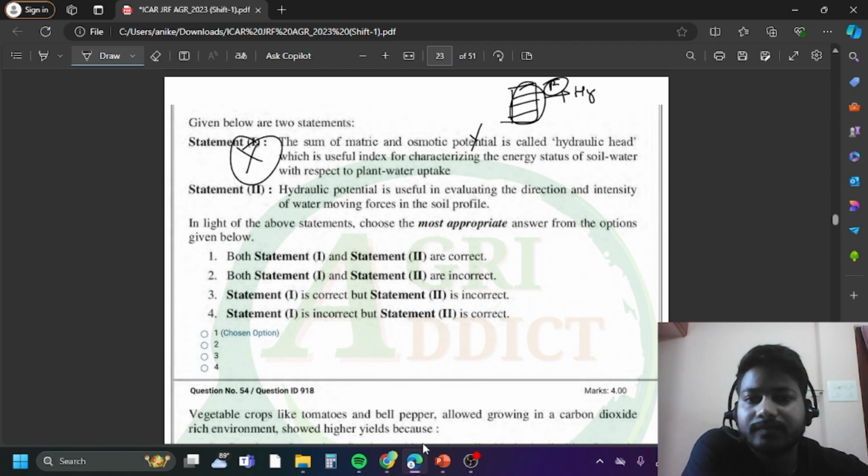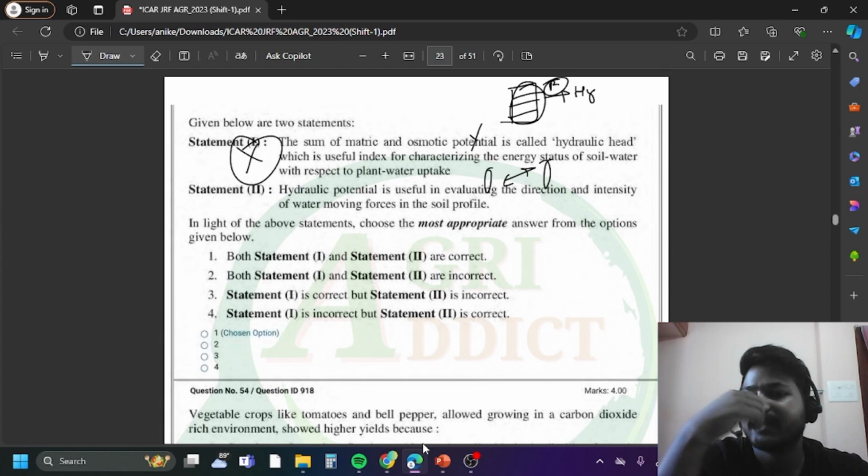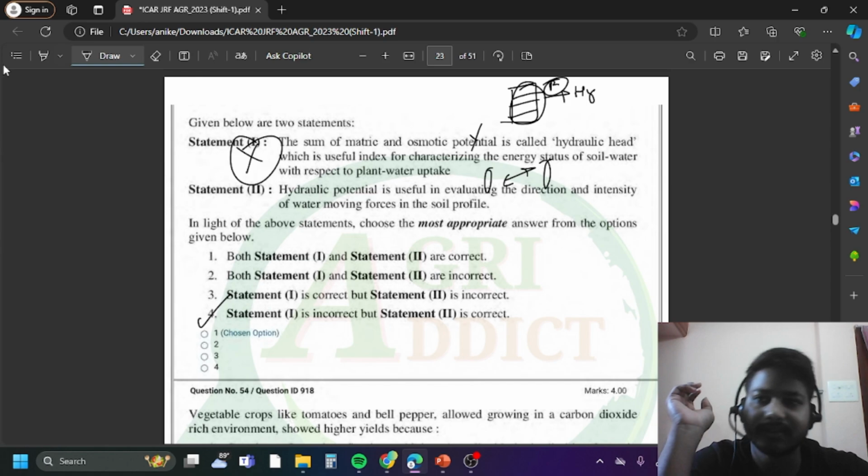So statement number 1 is incorrect. Statement number 2, hydraulic potential is useful in evaluating the direction and intensity of water moving forces in the soil profile. Yes, when there is potential difference, it will lead to the direction of the water moving or intensity of water moving. So statement number 2 is correct. So statement number 1 is incorrect and statement number 2 is correct. So option 4 is the correct answer.